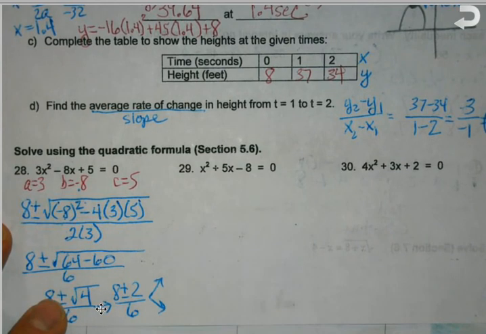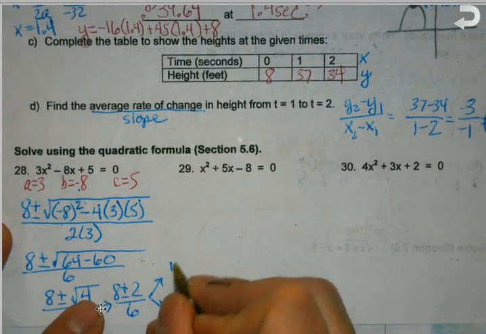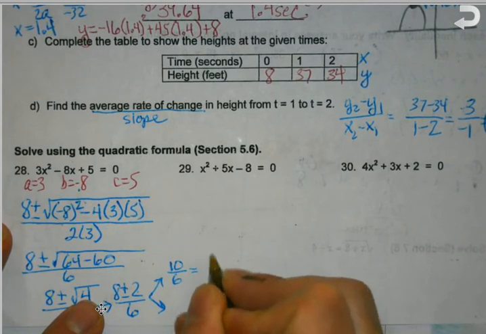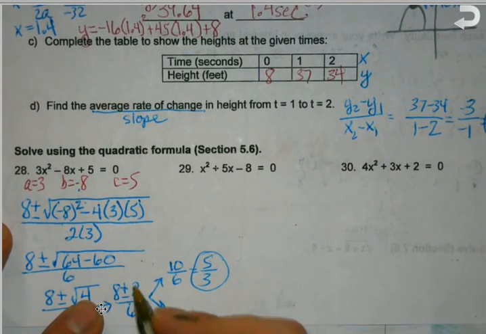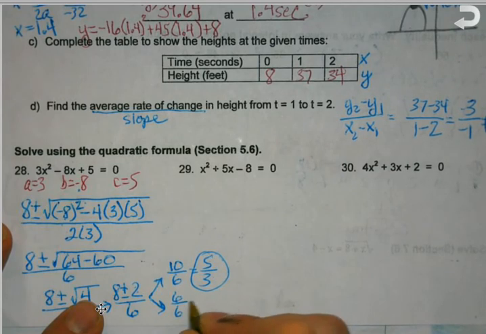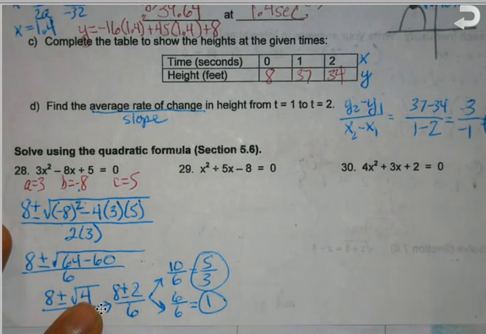Just a second. Let me finish it up, and then we'll see where the dilemma was at. 8 plus 2 is 10 over 6, but that reduces. 8 minus 2 is 6 over 6, which is 1.